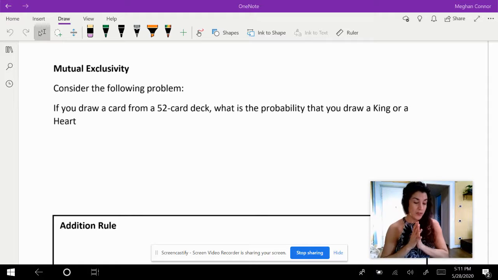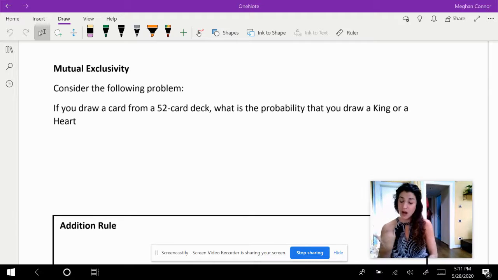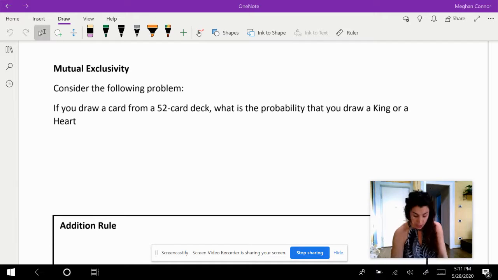Okay, so with that, mutually exclusive. So we're going to consider the following problem. If you draw a card from a 52 card deck, what is the probability that you draw a king or a heart? So we've talked about decks of cards. We know that there's a total of 52. We know that there's 4 suits. We know that there's 13 cards per suit, and that 3 of them are face cards. There's an ace, right? There's lots of things that we know.